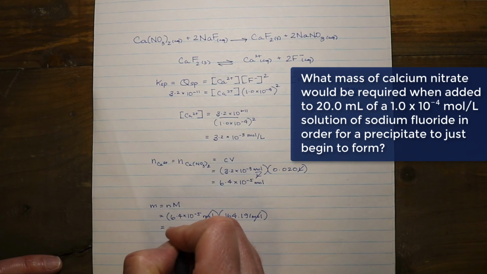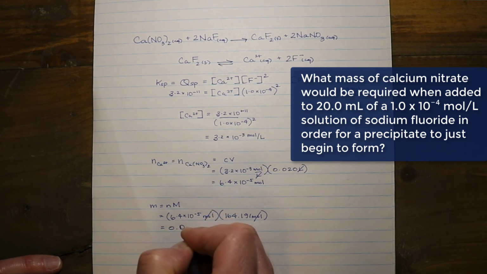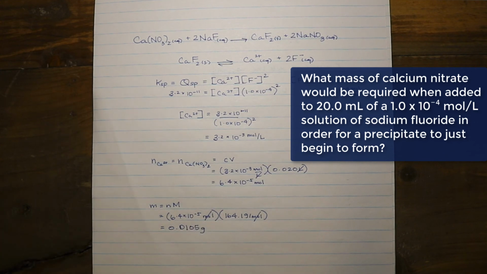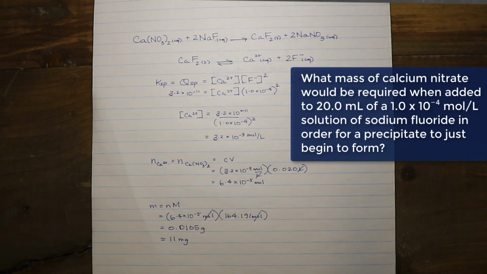That is, there are numbers to the right of the 5. So we do have to round up in this scenario, which is going to give us a value of 0.011 grams, or if we're converting into milligrams, which probably would be acceptable here, approximately 11 milligrams. So this informs us that the minimum amount of calcium nitrate that we would have to add to this volume of sodium fluoride at this particular temperature in order for a precipitate to just begin to form would be 11 milligrams.